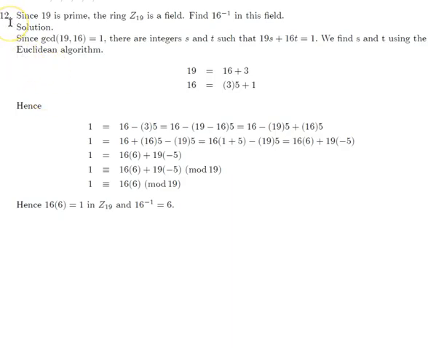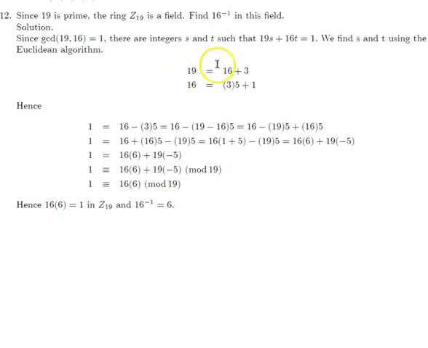Problem 12. Since 19 is a prime number, the ring Z19 is a field. Find the multiplicative inverse of 16 in this field. Solution. Since the greatest common divisor of 19 and 16 is 1, there are integers s and t such that 19s plus 16t is equal to 1. We find s and t using the Euclidean algorithm.